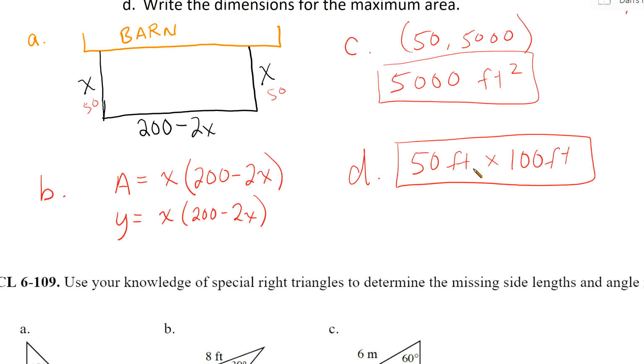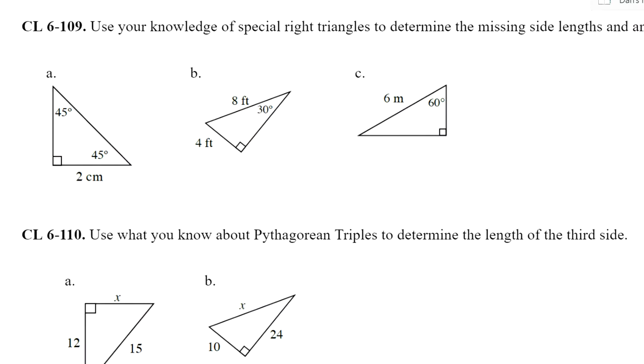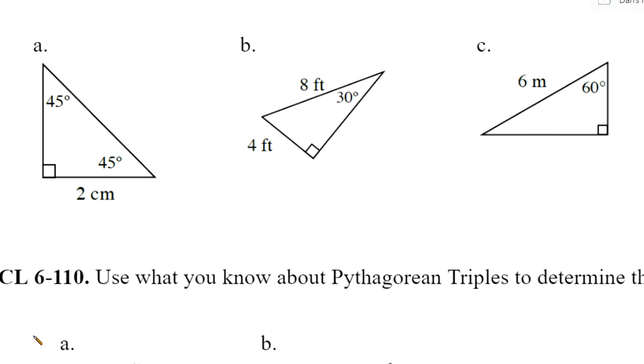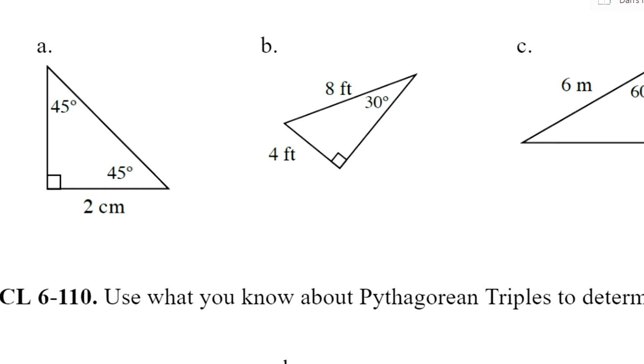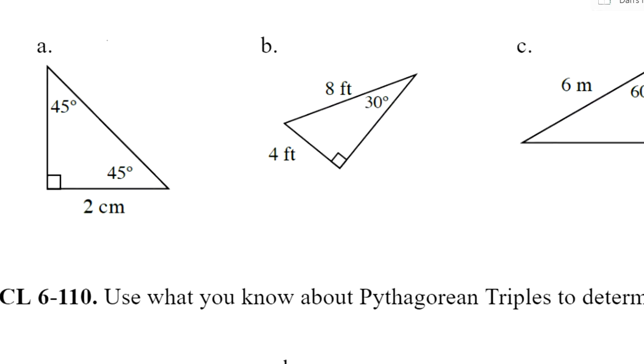Okay, let's go to a little easier one, I think, for you guys, especially because we did a lot of this. Use your knowledge of special right triangles to determine the missing side lengths and angles. So let's zoom in here. So we have our 45, 45, 90. And we have our 30, 60, 90.